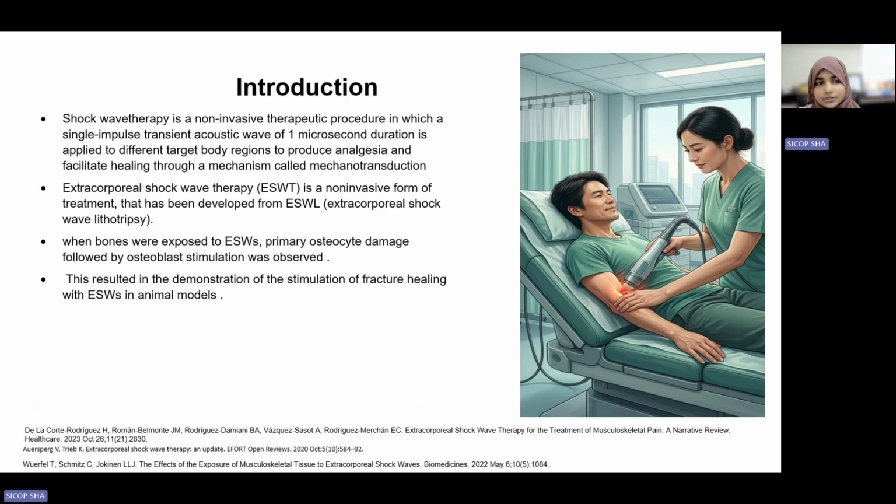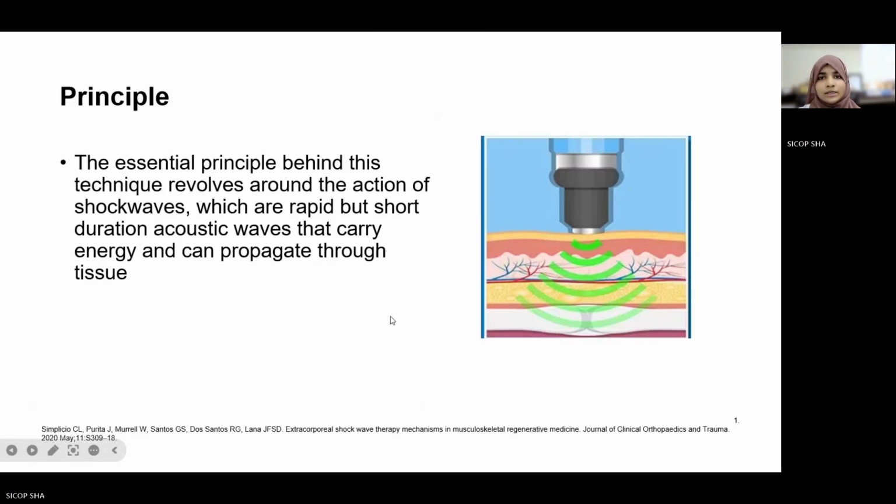In orthopedic conditions, when bones were exposed to extracorporeal shock waves, the primary response was primary osteocyte damage, which was followed by osteoblastic stimulation. This resulted in demonstration of stimulation of fracture healing with extracorporeal shockwave in animal bodies. The principle behind this revolves around the action of shockwaves, which are rapid but of shorter duration, and these are acoustic waves that carry energy and propagate through the tissue.